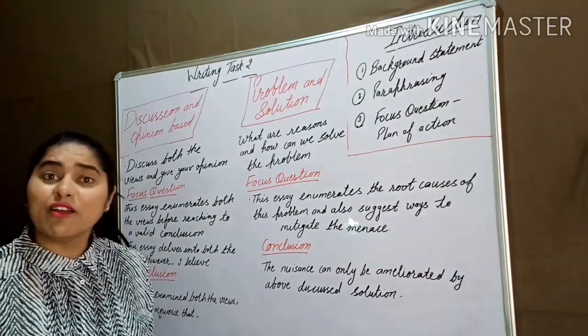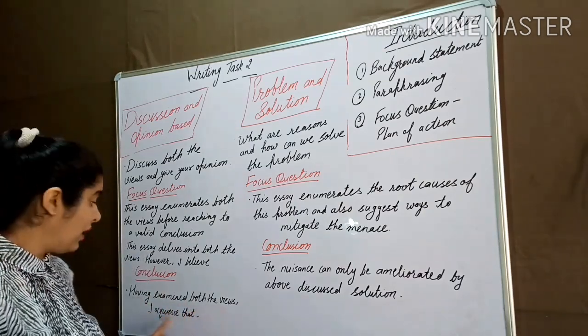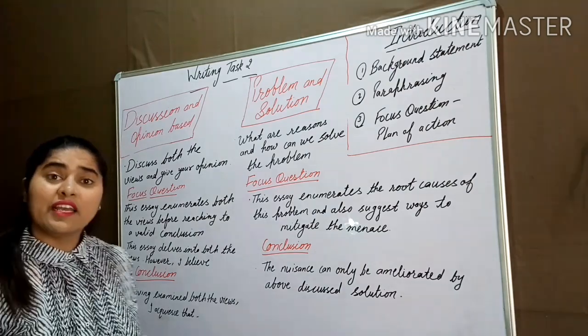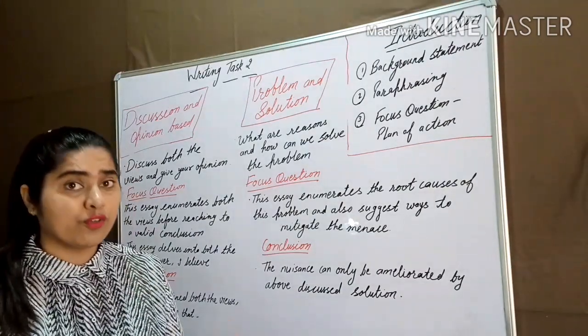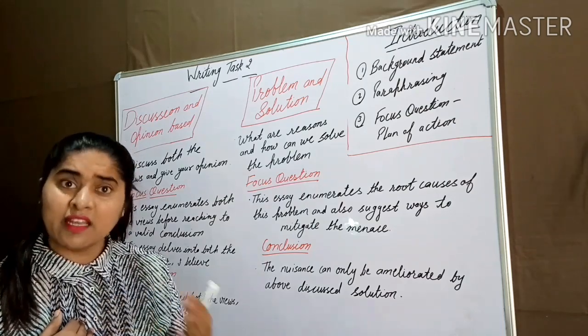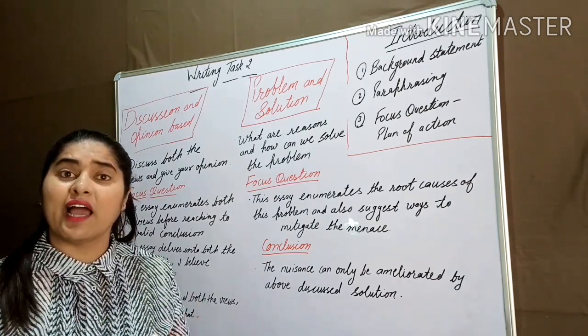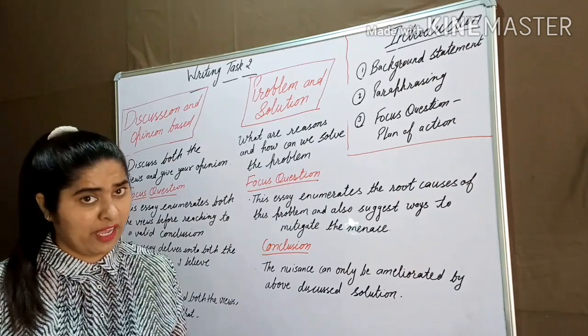What would be our conclusion part? Having examined both the views, I acquiesce that. It means I have discussed both the views. Now I am going to write down my personal opinion. This is your conclusion part for the discussion and opinion based question type.